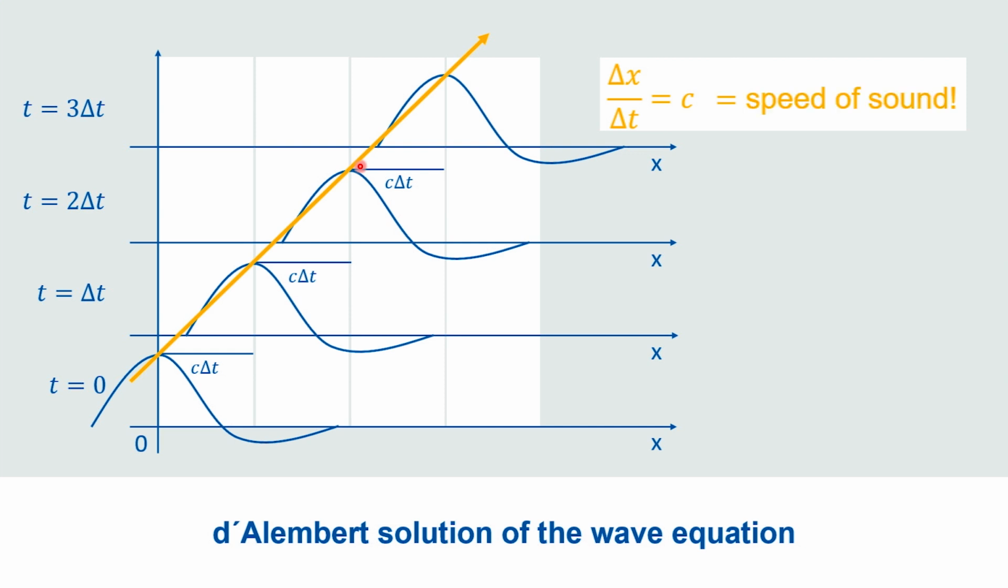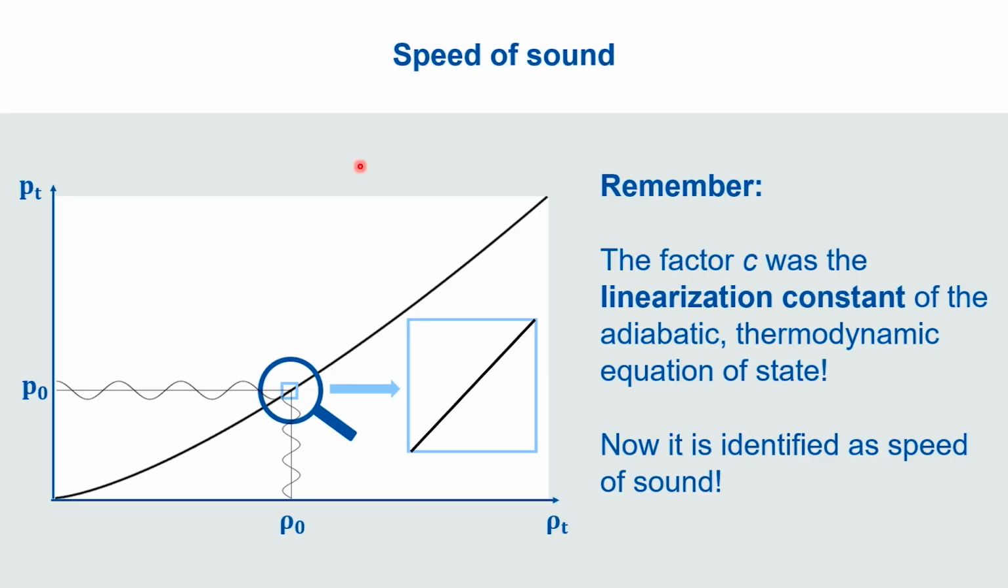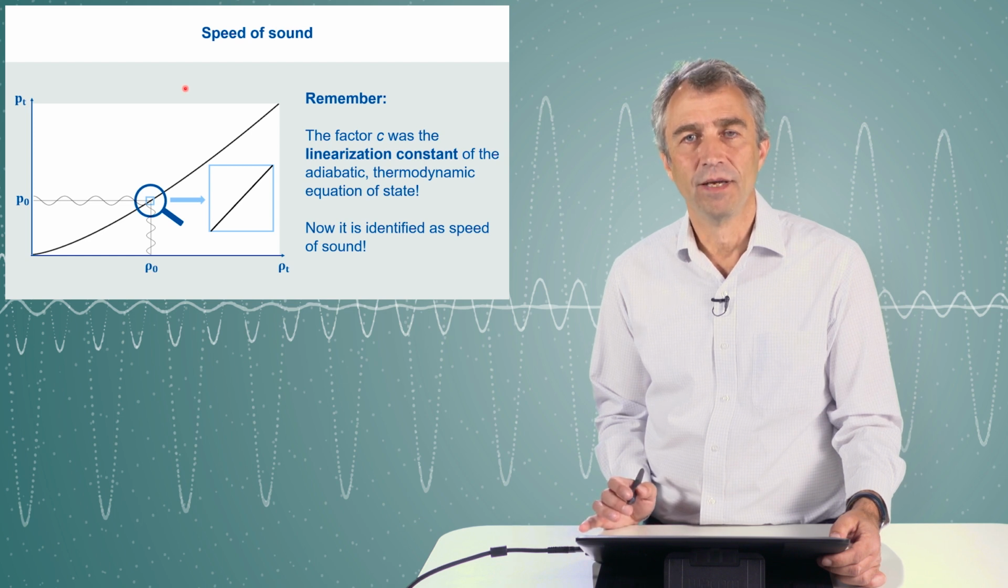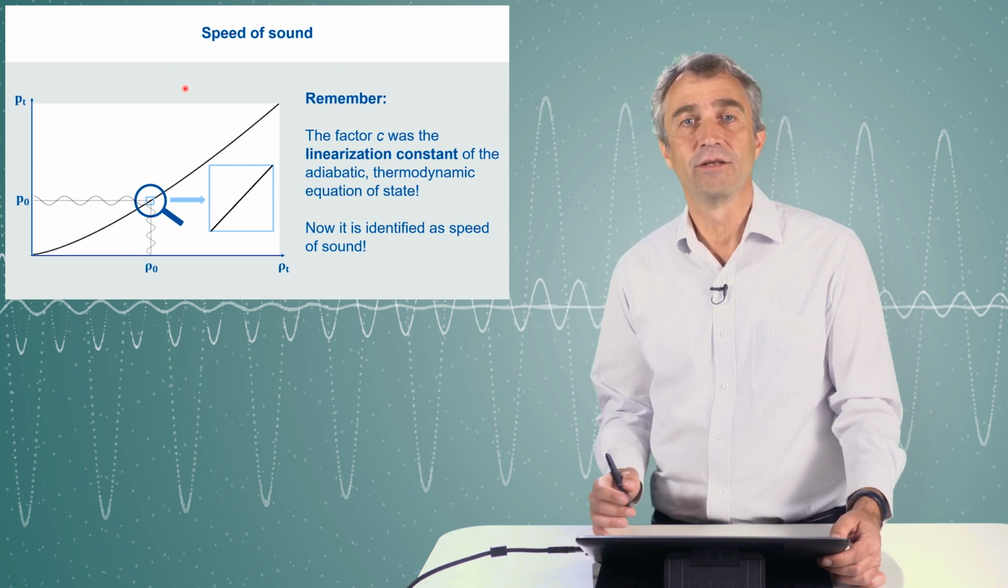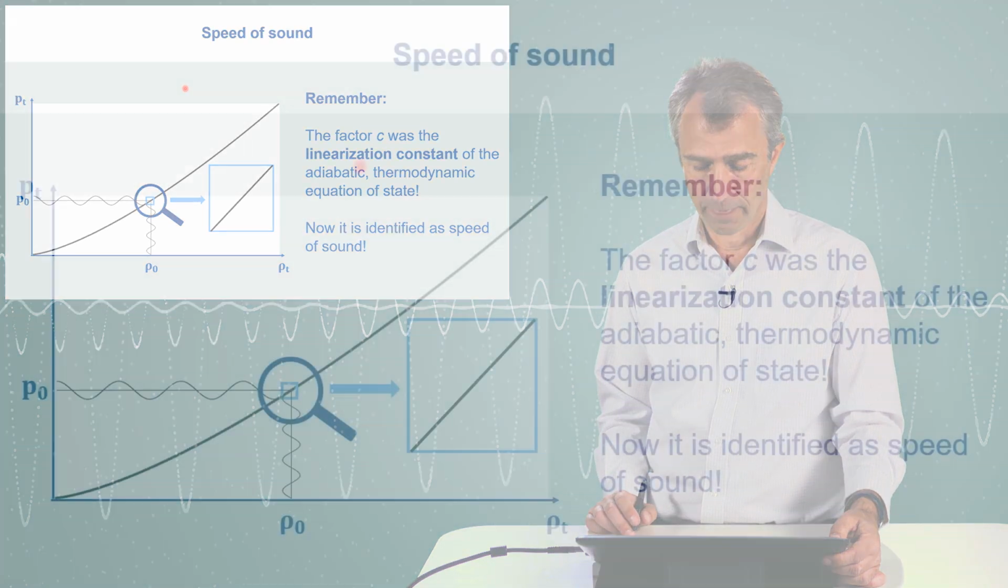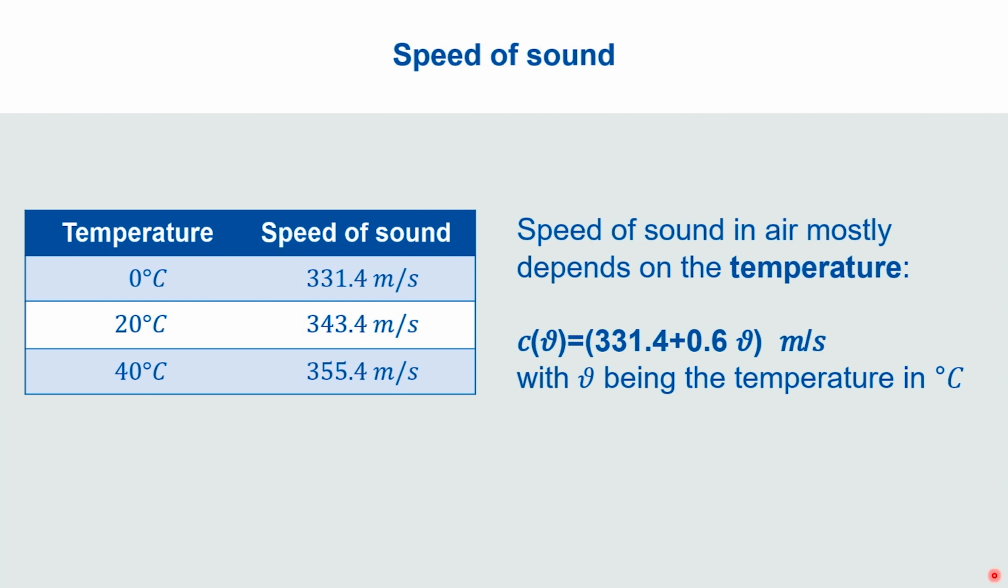Well, now we call it speed of sound. It was introduced as a factor for linearization of the adiabatic curve from thermodynamics. Now we find that's the speed of sound. That's something completely different. But it is also very interesting that the speed of sound is a thermodynamic constant, not more, not less. The speed of sound is most interesting for sound in air according to the temperature and pressure conditions which we have. And we can see on this slide that the speed of sound depends on the temperature.